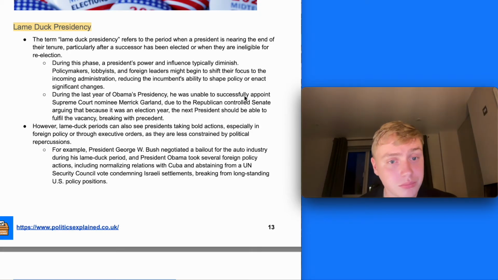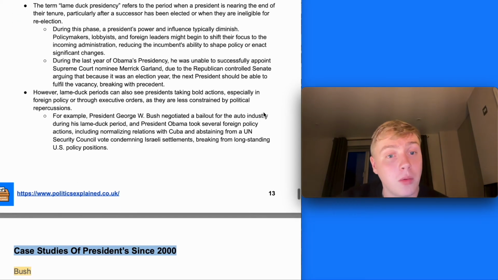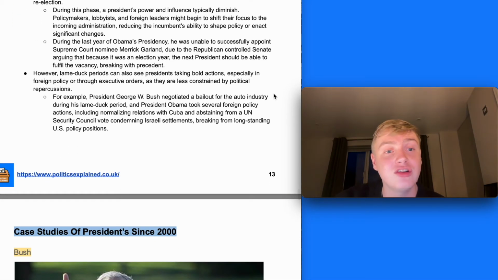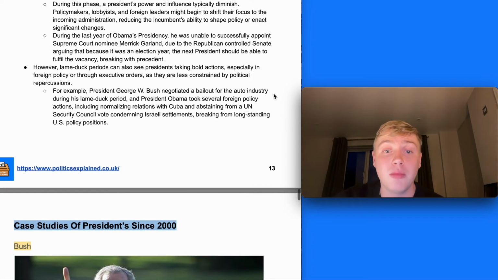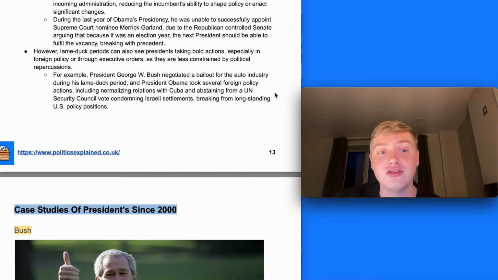This being said, lame duck presidents can also see presidents taking bold actions, especially in foreign policy and through executive orders, and they're less constrained by political repercussions in these areas and have more unilateral control. So Bush negotiated a bailout for the auto industry during his lame duck period, and Obama took several foreign policy actions, including normalizing relations with Cuba, abstaining from a UN Security Council vote condemning Israeli settlements, breaking from long-standing US policy positions.